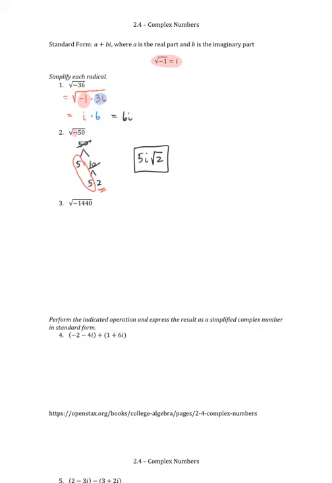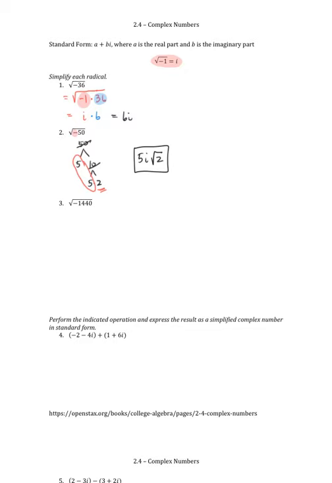So from this point forward, we expect you to know how to simplify a radical with a negative under the radicand. You cannot simply say not a real number anymore and move forward. You need to simplify it and use the complex number system.